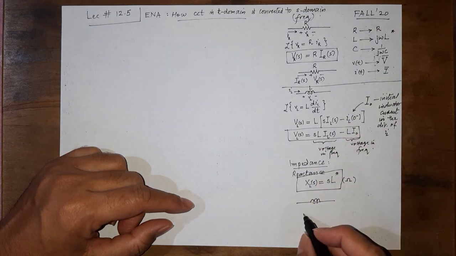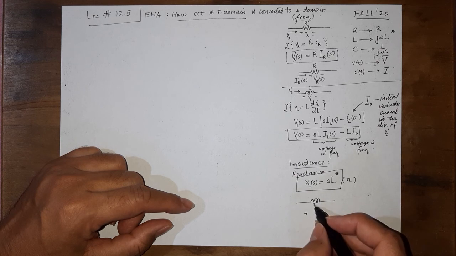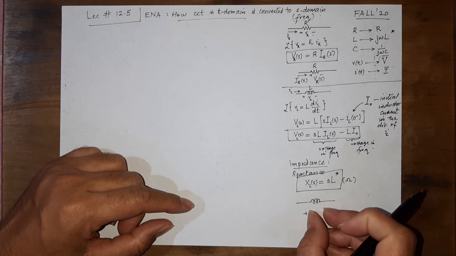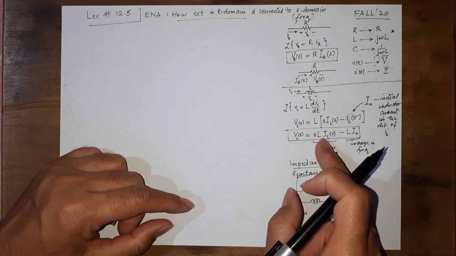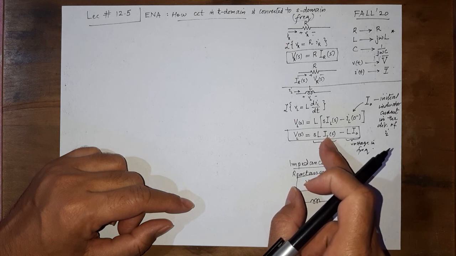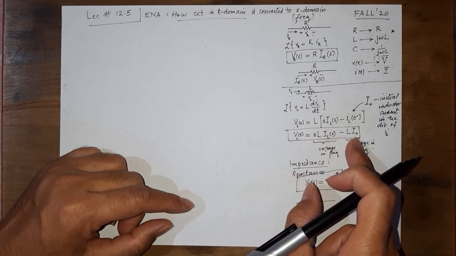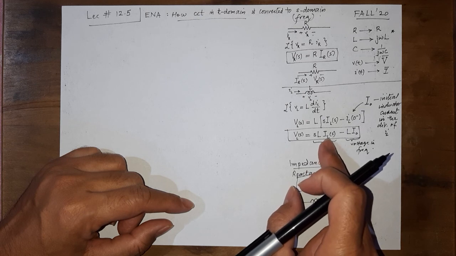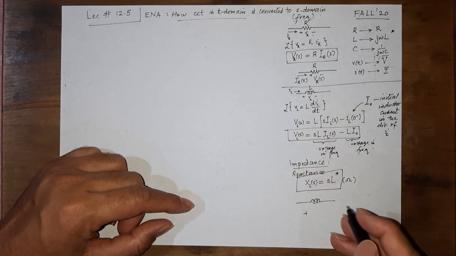So the voltage across the inductor in the frequency domain has two terms. One is based on the current through the inductor. The other is not dependent on the current through the inductor. It is purely based on the initial value of the current through the inductor and the inductance itself. But the first one is dependent on whatever is currently flowing through the inductor.